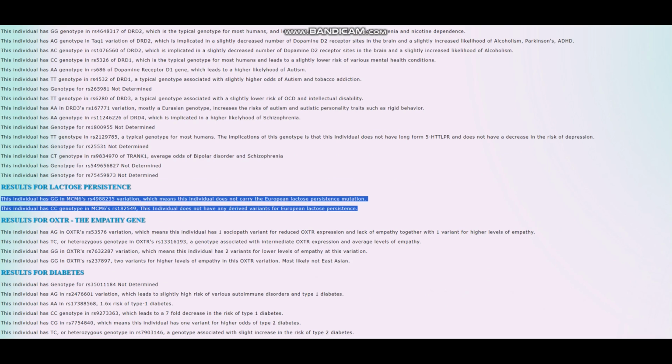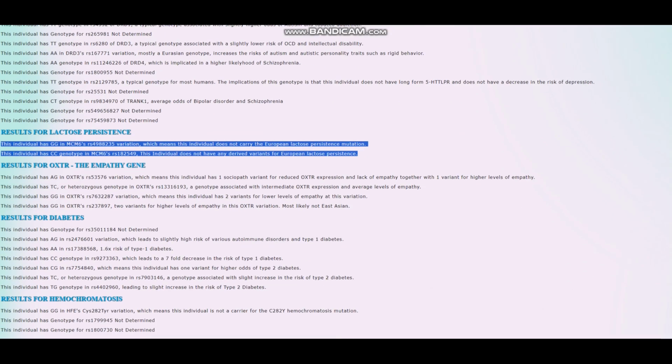And this individual also has, it looks like, short form 5-HTTLPR, just like pretty much every human aside from some very small portion of Europeans, which I actually fall into. When it comes to lactose persistence, he does not have any variants for European lactose persistence. So if you took an AncestryDNA or 23andMe, they would say you're supposedly lactose intolerant.